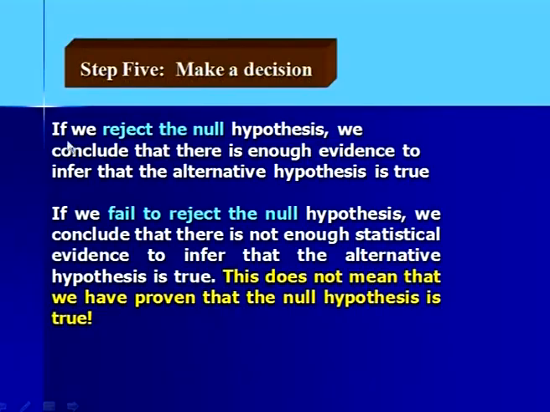Now we have to make the decision. If we reject the null hypothesis, we conclude that there is enough evidence to infer that the alternate hypothesis is true. And if we fail to reject the null hypothesis, we conclude that there is not enough statistical evidence to infer that the alternate hypothesis is true. This does not mean that we have proven that the null hypothesis is true.